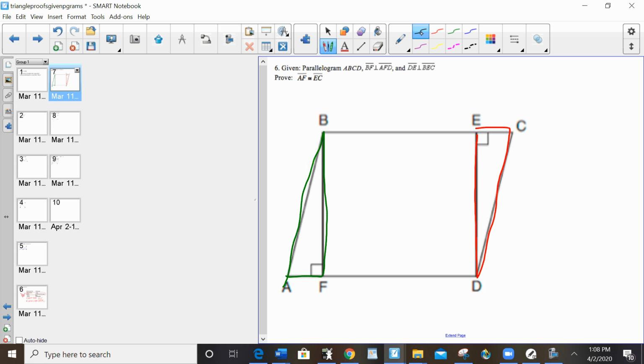A parallelogram has opposite sides congruent, and those are sides of the triangles you're trying to prove. A parallelogram has opposite angles congruent. Those are angles of the triangles we're trying to prove. From there, we have perpendicular. Perpendicular lines form congruent right angles, AAS, and then we have our CPCTC.